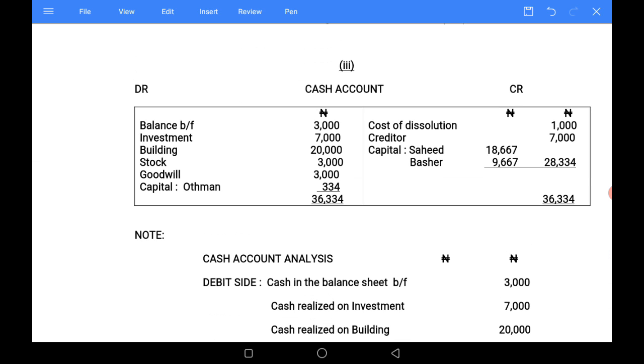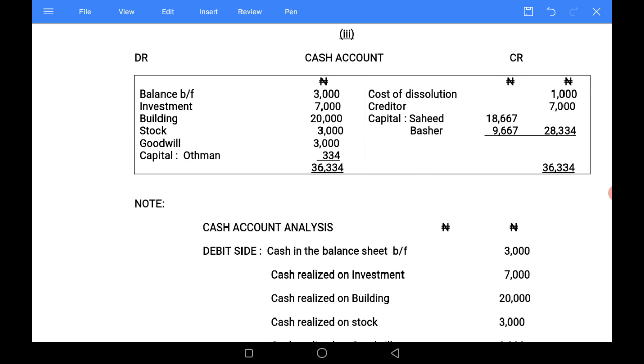Having done justice to the capital account, we now need to look at the cash account. The cash account will tell us the amount realized and how it was spent, how it was disbursed. On the debit side of the cash account, we have the balance brought forward of our cash from the question, which was 3,000 naira. Investments realized 7,000 naira. That is, we sold all our investments for 7,000 naira. Building was sold for 20,000 naira cash. Stock was sold for 3,000 naira, and 3,000 naira was realized on the goodwill.